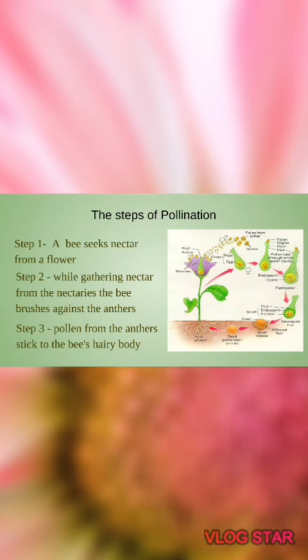There are many different steps of pollination. Step 1. A bee seeks nectar from a flower. Step 2. While gathering nectar from the nectaries, the bee brushes against the anthers. Step 3. Pollen from the anthers sticks to the bee's hairy body.